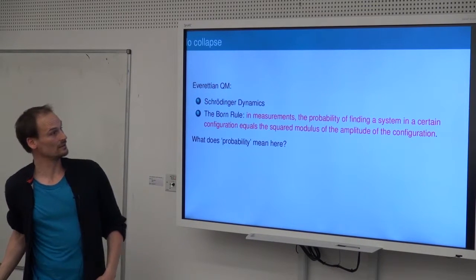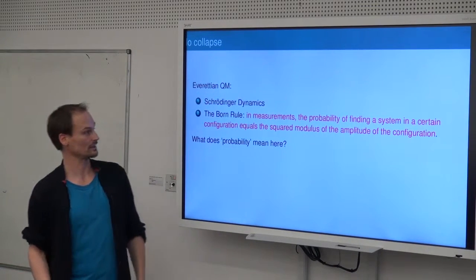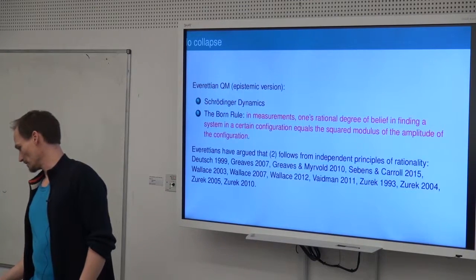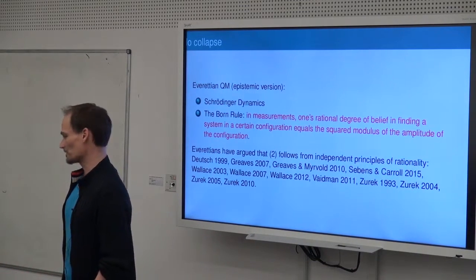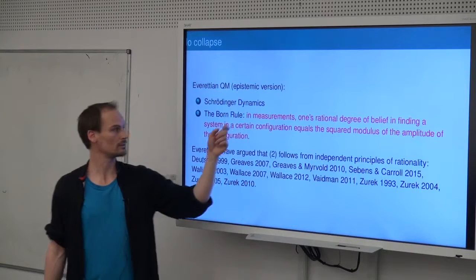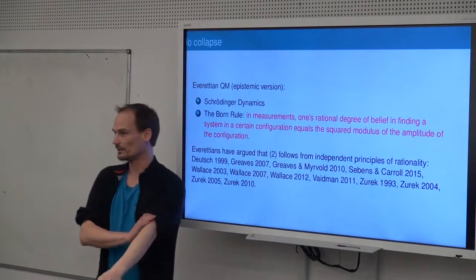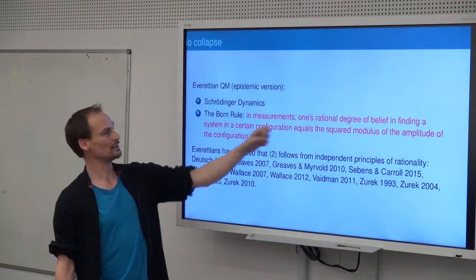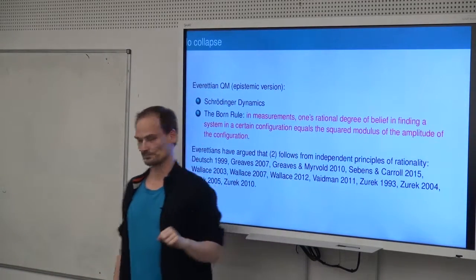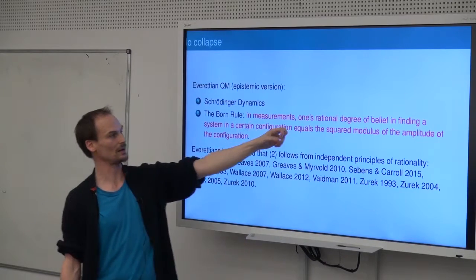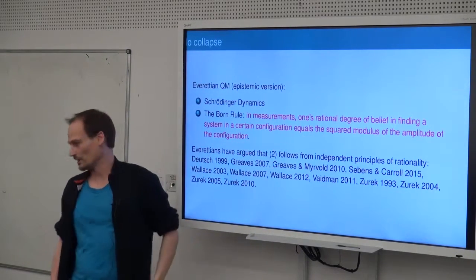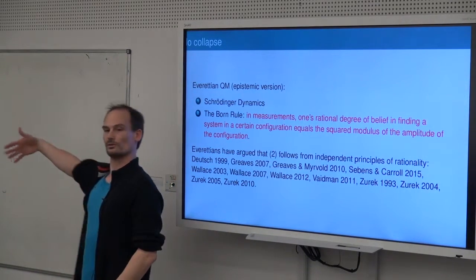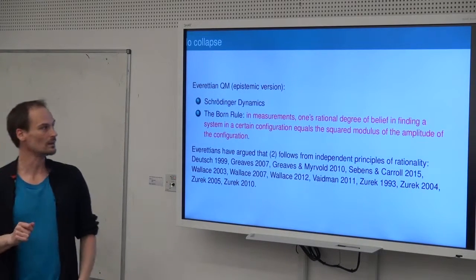What does probability mean? Right? Which in effect means, what does this statement mean? And we can try out, again, our three proposals. Epistemic version. This is what, to my knowledge, every single Everettian endorses in the world. So the idea is probability in the Born Rule really means rational degree of belief. So the rule says, in measurements, one's rational degree of belief in finding a system at a certain configuration equals the squared length of the arrow.